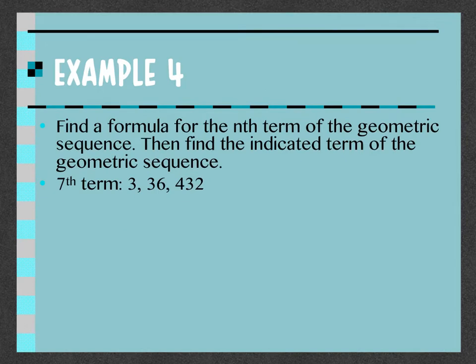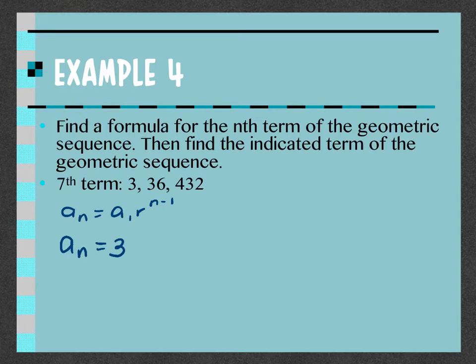This one says, find a formula for the nth term of the geometric sequence, then find the indicated term of the sequence. So I want the 7th term, which means once I figure out the equation, I'm going to go back and find A7. But before I get there, I've got to figure out A sub n equals A1 times R to the n minus 1. I've got to figure out what A sub 1 is. Do I have that? Yes. It's 3. And I need R, which I don't have, but can you find it? Yes. How?